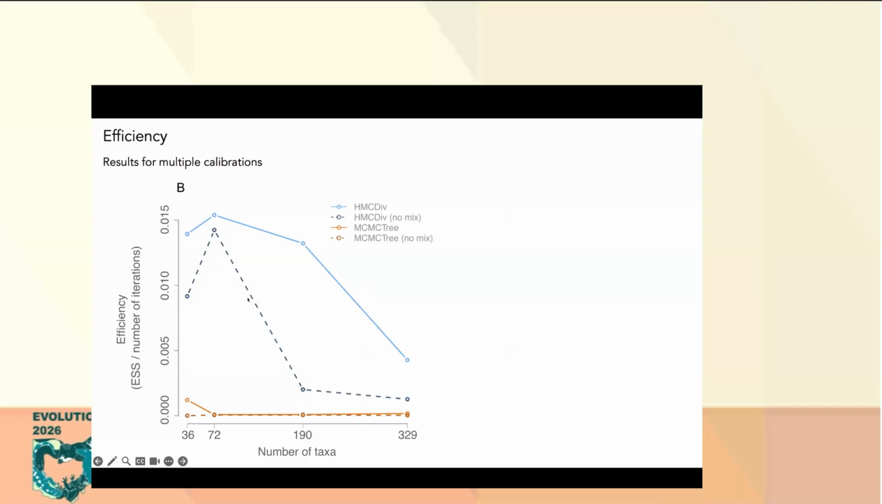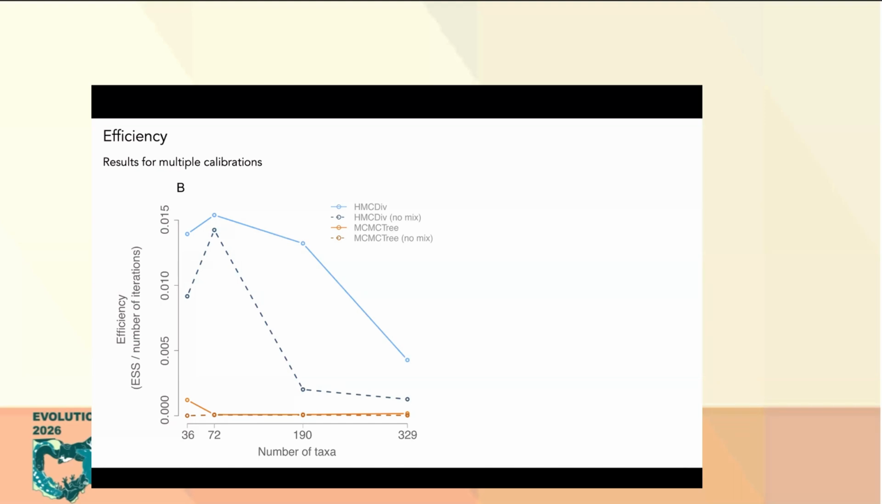Also, the dashed lines are both software without the mixing move. I don't really have time to go into the differences between the moves, but if you look at this line here, this is HMC-Div and MCMC-Tree. You can see the efficiency of HMC-Div is a lot higher relative to MCMC-Tree per iteration. I do notice that we see this drop here, but these are empirical data sets that have different calibrations, different setups, so you wouldn't really expect them to be definitely linear.